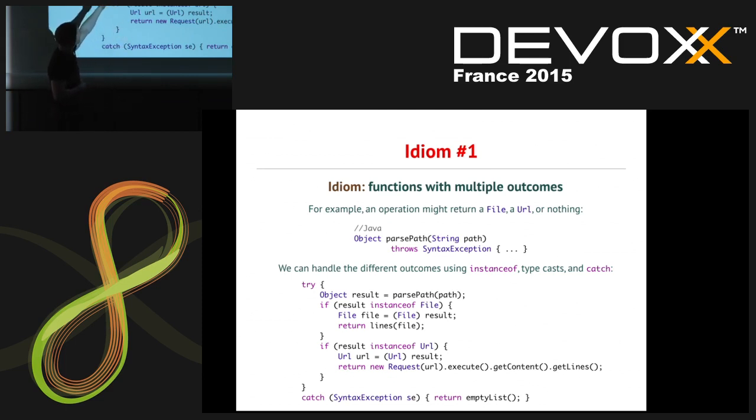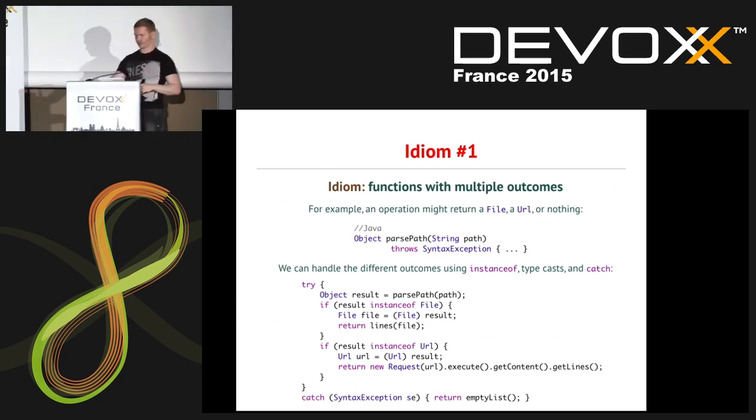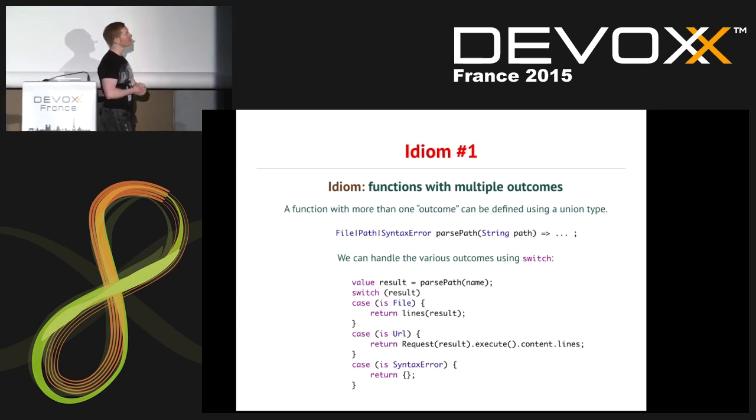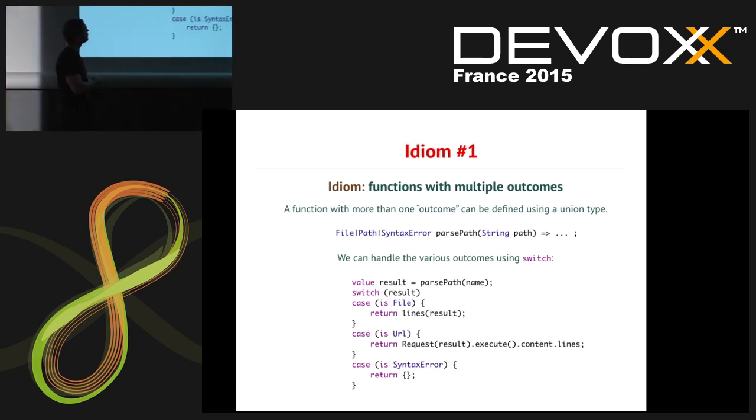And the trouble is, if at some stage I change parse path so it could return something else other than a file or a URL, this code's not going to break, and the compiler can't find this code for me and flag to me that this is something I need to change. So, that's quite unacceptable. In Ceylon, I have this notion of a union type, and this is the most trivial use of a union type.